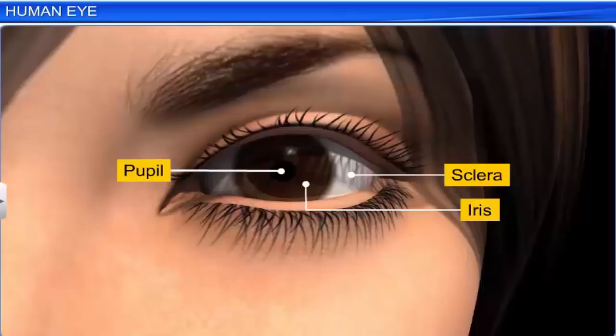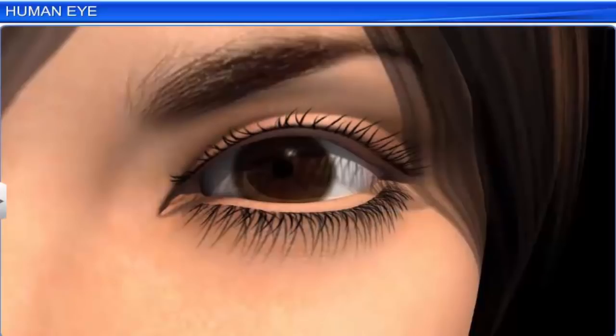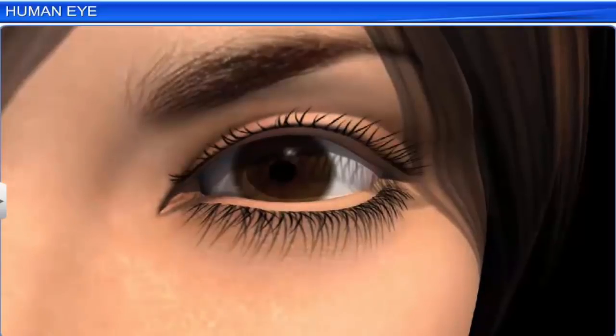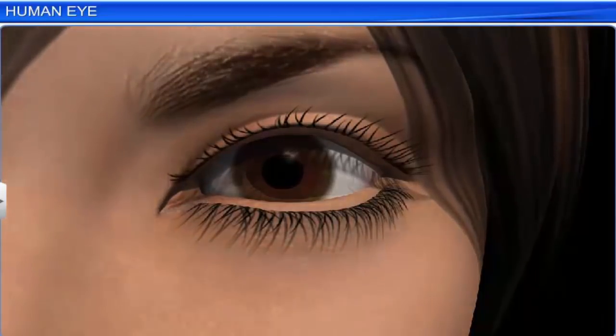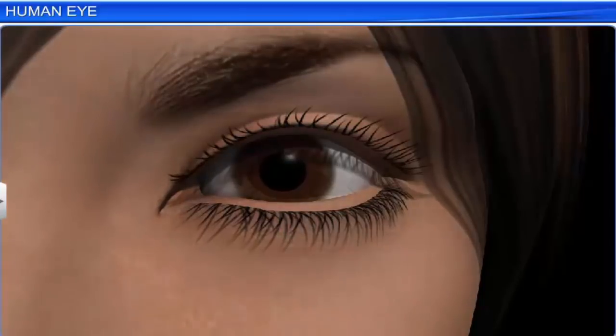In bright light, the iris contracts the pupil to restrict the light, whereas in dim light, it widens the pupil to admit more light into the eye. The eyeball that contains different parts of the eye is roughly spherical in shape with a diameter of 2.5 centimeter.